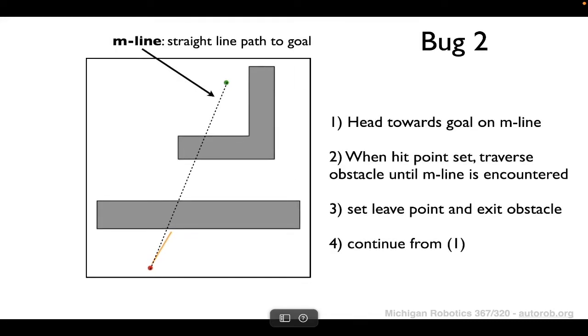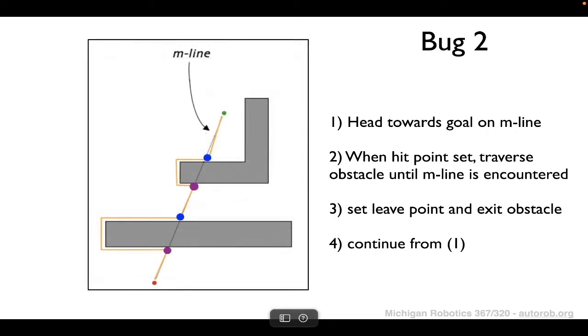The pseudocode, once again, is going to look pretty similar to the two algorithms that we've seen so far. But in bug algorithm 2, we're going to incorporate this notion of an M line, which represents the straight line path to the goal. In particular, we're going to use the M line when the algorithm decides whether or not it should abandon its wall following or continue with its wall following. The pseudocode is shown here on this slide. If we step through what this is going to look like for this particular example, we're going to start with the robot in the starting configuration. We're going to head towards the goal along the M line.